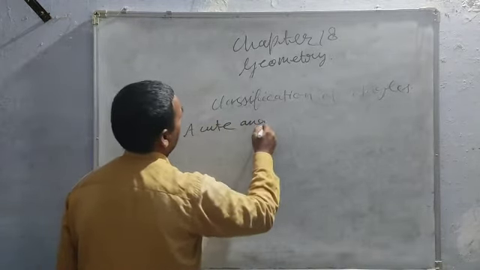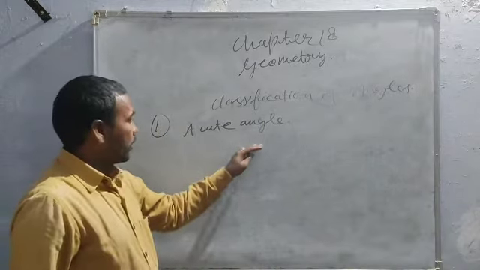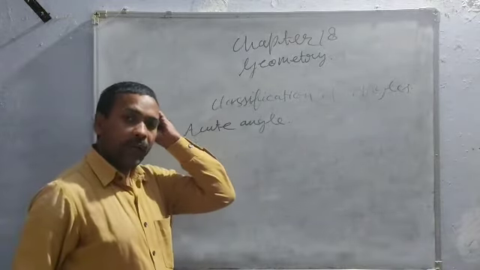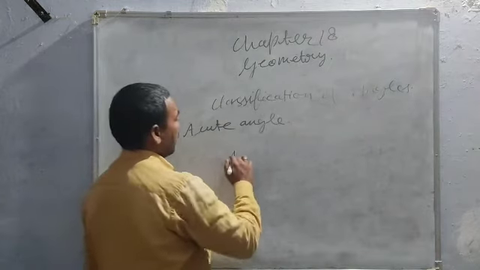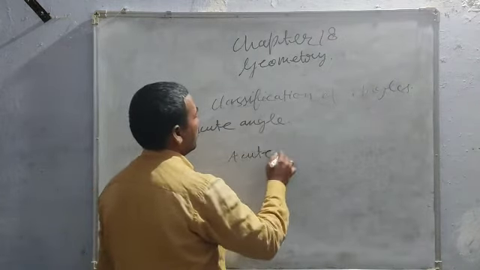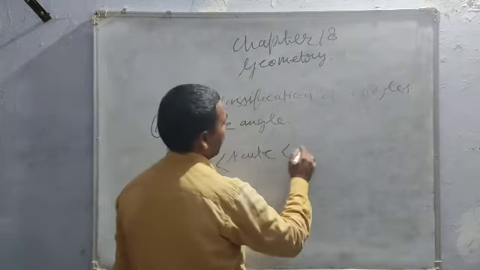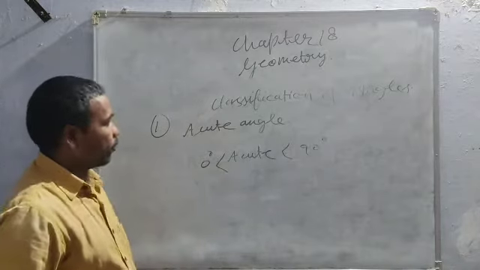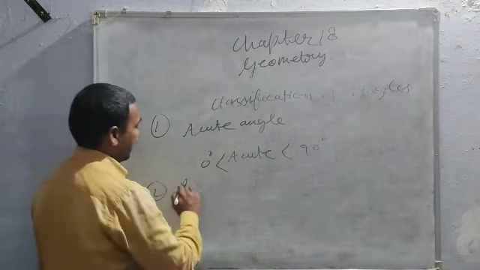Acute angle. An angle that is measured between 0 degrees and 90 degrees is known as an acute angle. It is measured greater than 0 degrees and less than 90 degrees. I hope you understand.